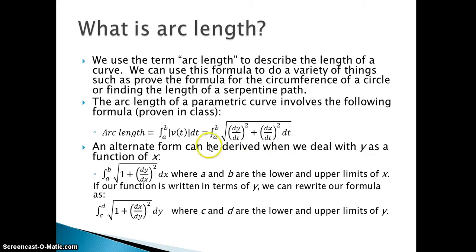An alternate form can be derived when we deal with y as a function of x, and that is the integral from a to b of the square root of 1 plus (dy/dx) squared, dx, where a and b are the lower and upper limits of x. And the way that this is derived is if we go through and we divide everything by an extra dx dt, excuse me. When we do that, we end up with the (dx/dt) squared part canceled, and we end up with the (dy/dt) squared part becoming just dy/dx, and we'll see that in class.